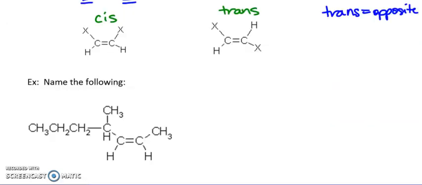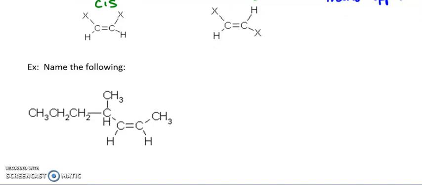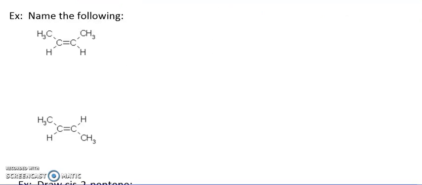Okay, so let's name this one right here. Actually, let's not. This isn't in your packet. Let's do this one. This is the first one in your packet. So I'm going to look for my parent chain first. My parent chain has 4 carbons, right? I don't have any branches. Okay, here are my carbons right here. Okay, 4 of them. All right, my double bond is off the second, right? The second spot.